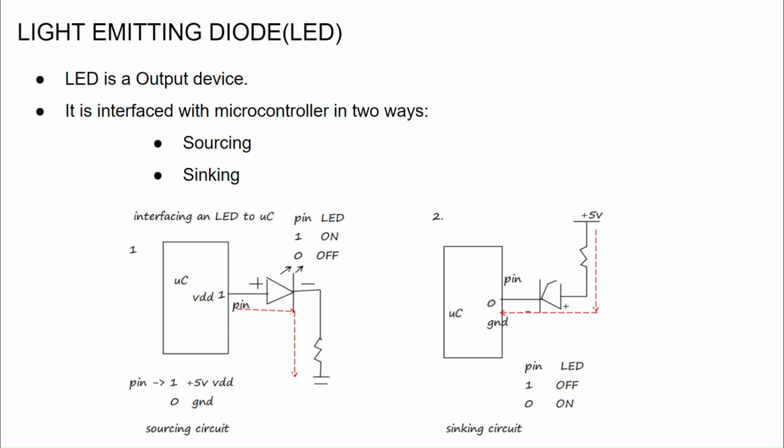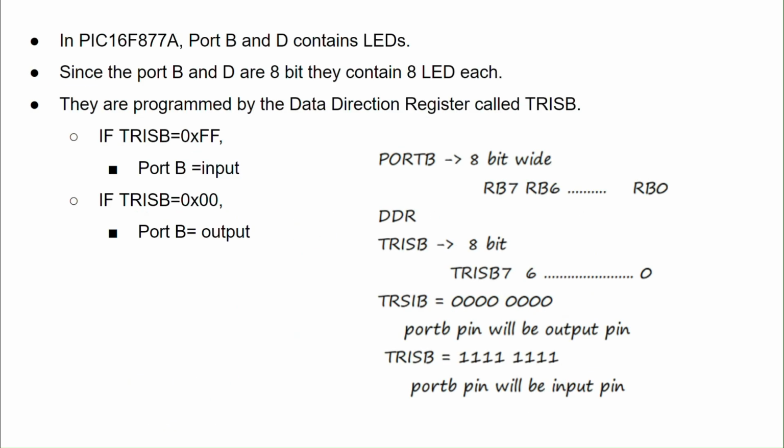In a sinking circuit, when the pin is 1, the LED is in the off condition, and when the pin is 0, the LED is in the on condition. In PIC16F877A, port B and port D contain LEDs. Because port B and port D are 8-bit, they contain 8 LEDs. They are programmed by the data direction register called TRIS.